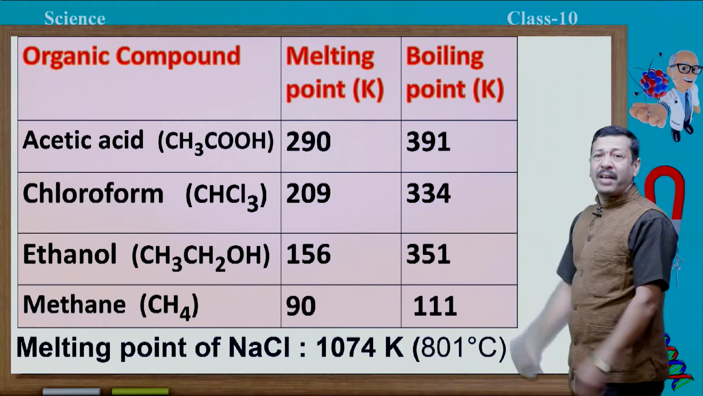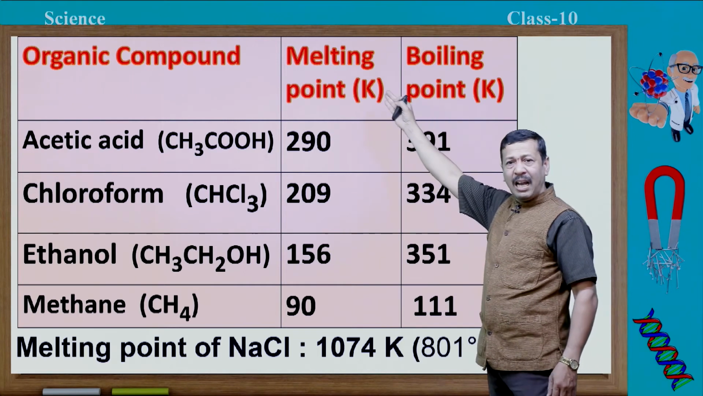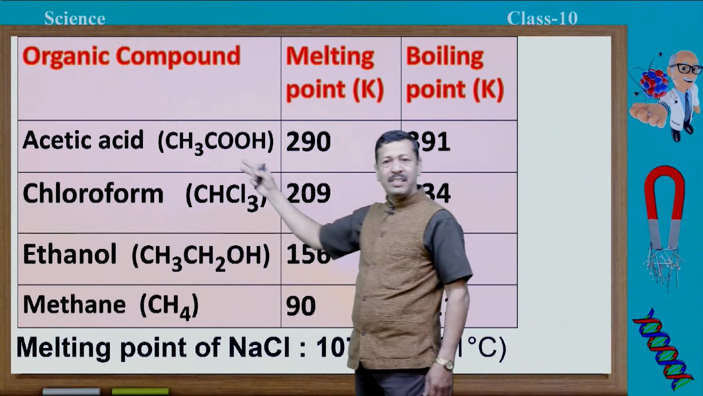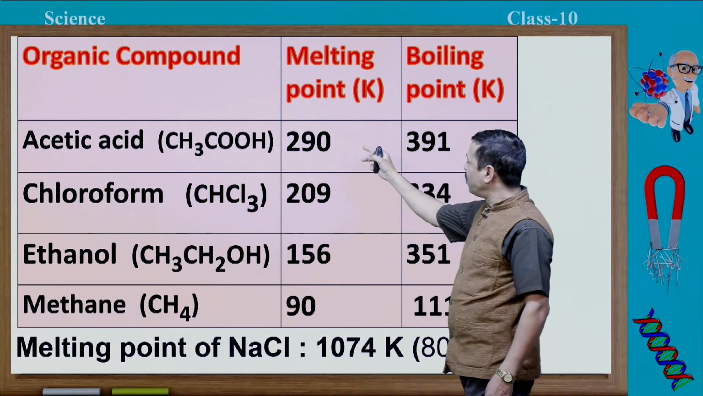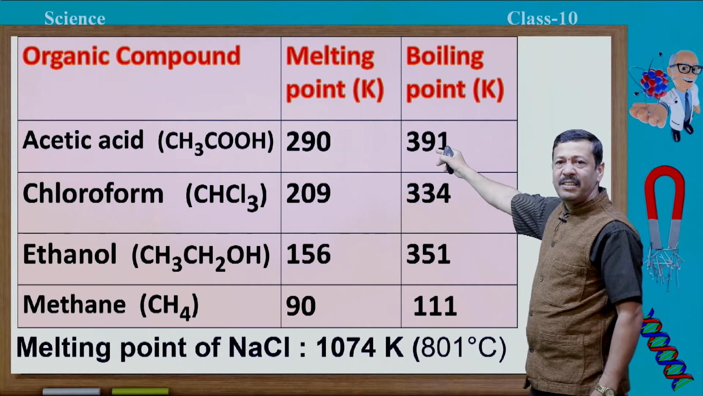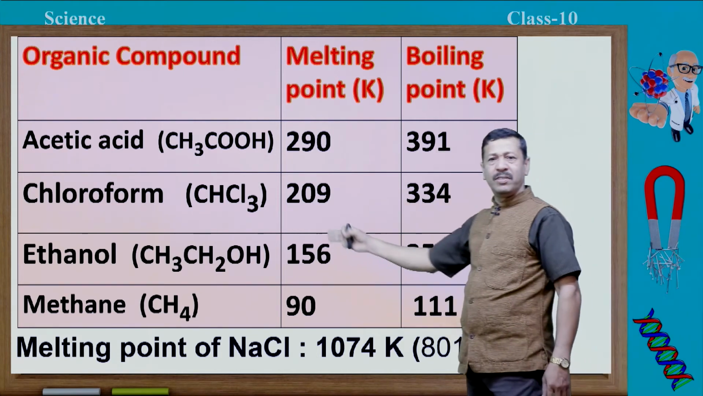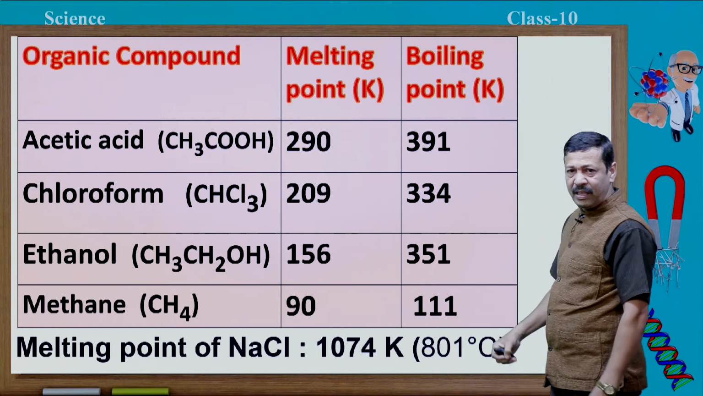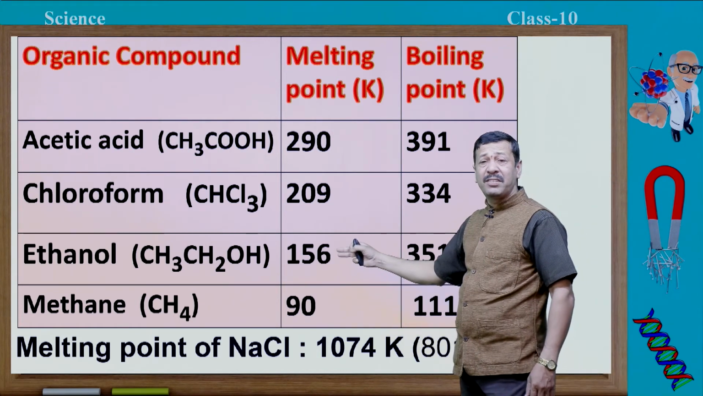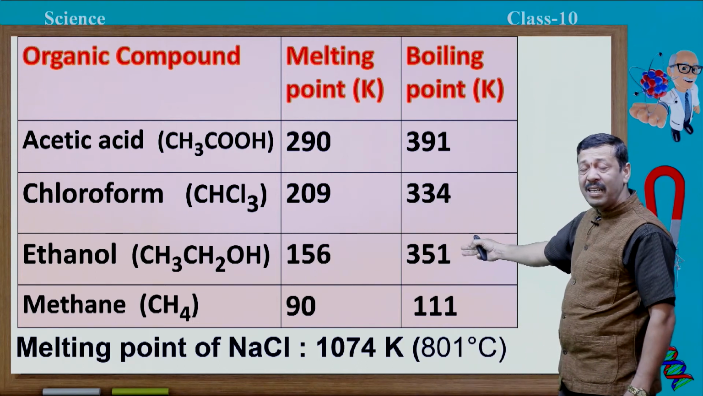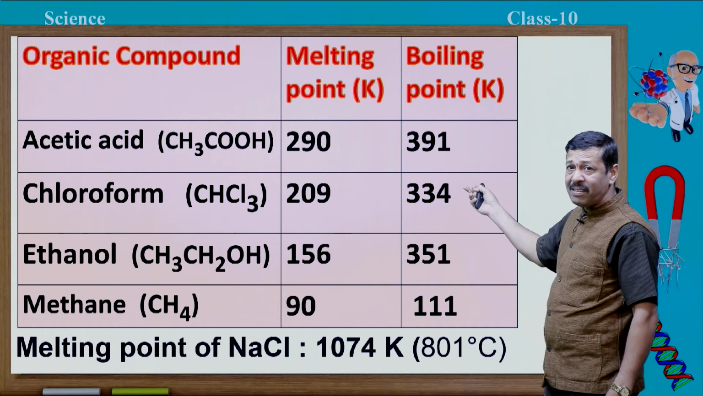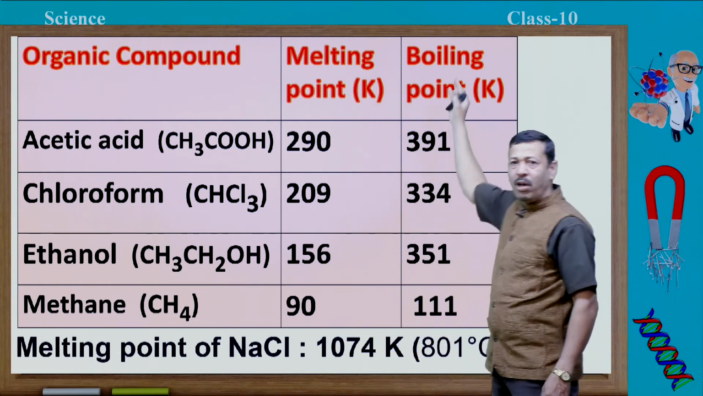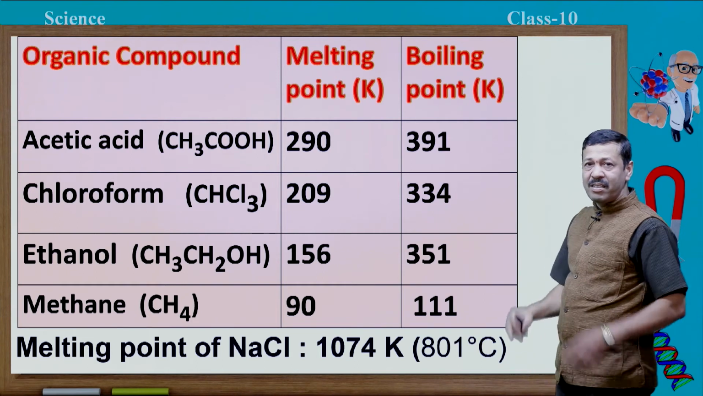Some of the organic compounds are listed here with their melting point in Kelvin and boiling point in Kelvin. The first one is acetic acid, CH3COOH. What is the melting point? 290. Then 391, that's the boiling point. Chloroform 209, a very volatile compound, 334, that's the boiling point. Ethanol, whose melting point is 156 Kelvin while boiling point is 351, while that of water is, yes, 373 Kelvin. Similarly, methane has a melting point of 90, then the boiling point will be 111. These are the organic molecules.